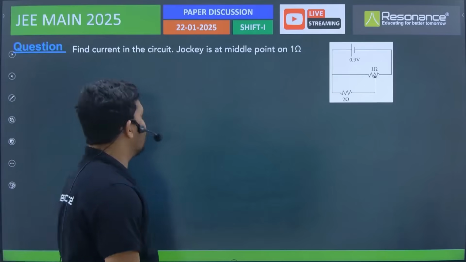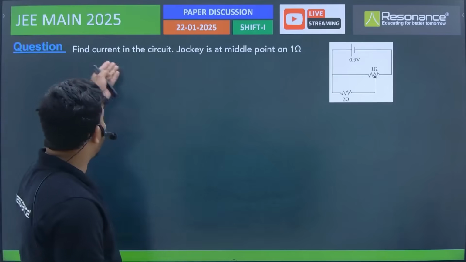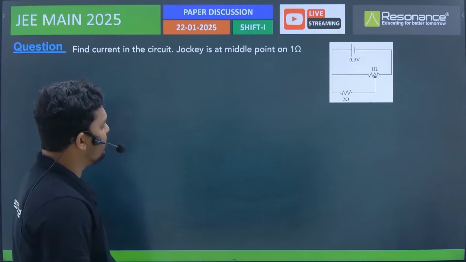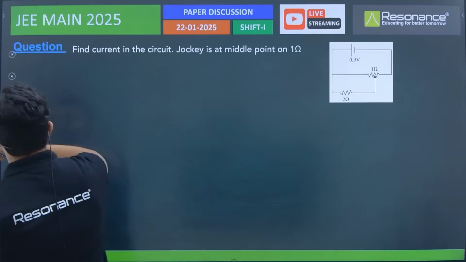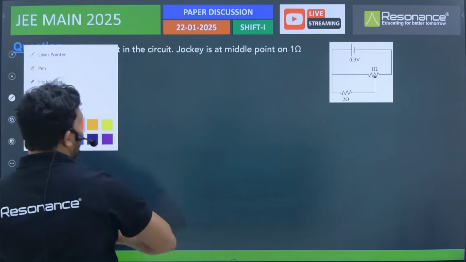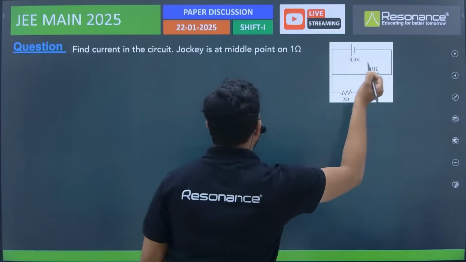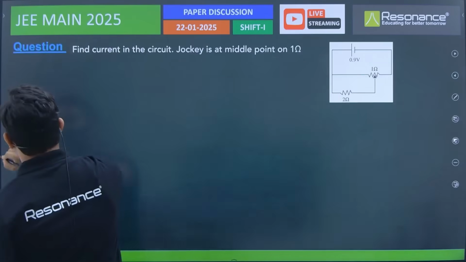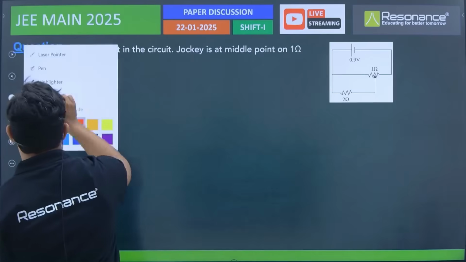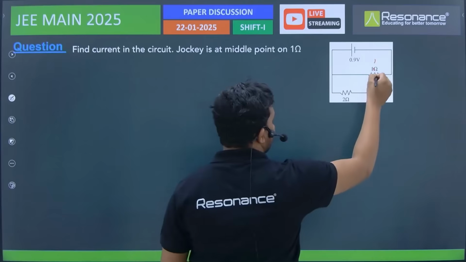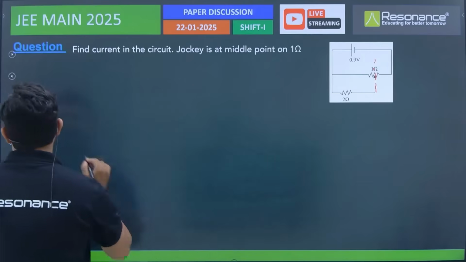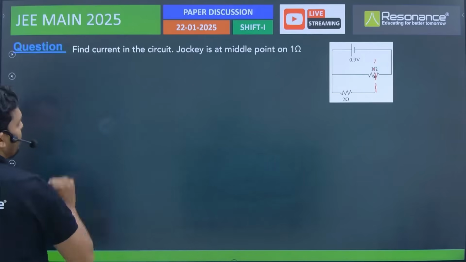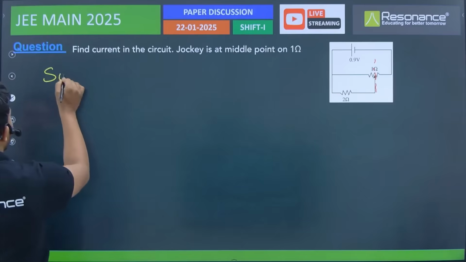Here, in this question, what he has given: find the current in the circuit, the jockey is at the middle point on 1 ohms. As he has given that the jockey is at the middle point, we will take this part exactly from the center, dividing it into 2 parts. So accordingly, a new diagram will be shown here. I'm drawing the new diagram here, just concentrate.